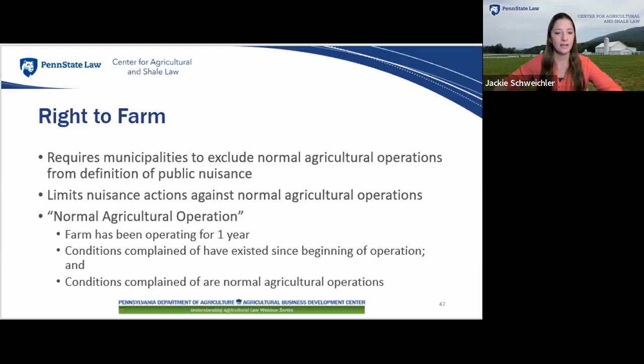Now, if the agricultural operation has been expanded or altered in some way, right to farm can still be used as a defense if the operation was expanded or altered at least a year ago. So it's been changed for at least 1 year, or the expansion or alteration was addressed in a nutrient management plan. So there's a little bit of wiggle room there.